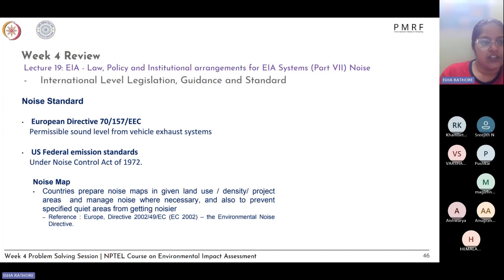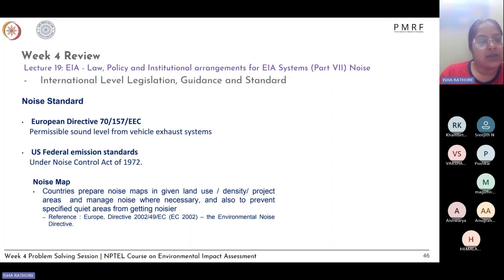Then moving on to the next lecture, which was on laws, policy, and institutional arrangements for EIA system relating to noise. We looked at international levels, legislation, guidance, and standards. For Europe, we have the European Directive 70/157/EEC, which gives permissible sound levels for vehicle exhaust systems. Then we looked at the United States Federal Emission Standards, which fall under the Noise Control Act of 1972.